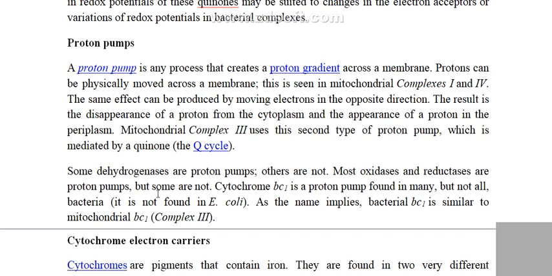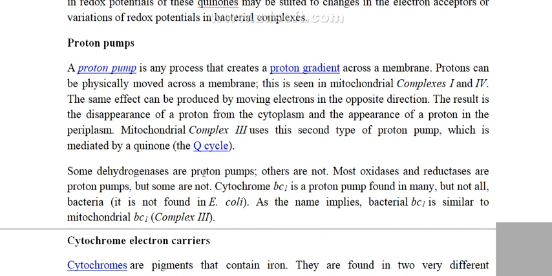Now usually the protons are physically moved across the membrane, and this is usually seen in mitochondrial complex 1 and complex 4. Tomorrow we will see what the complexes are and what their names or designations are. Similarly, it is moving the protons from the cytoplasm to the periplasmic space, or to the periplasm.